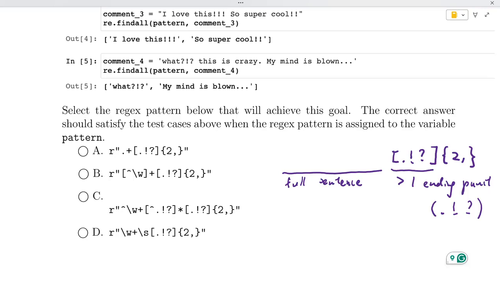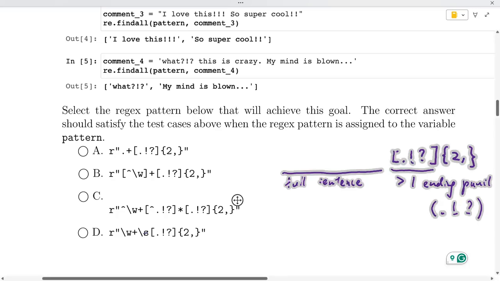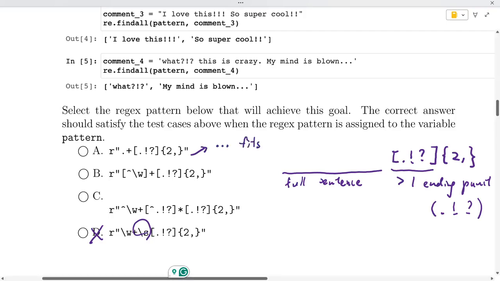Well, let's parse one by one. Let's look at option D first. Option D has a space before punctuation, but this is against the English grammar, so this is not going to work. Option A, on the other hand, well, this period here means any character, but when the period is used inside the character class, it's just used as a period itself. Same for question mark. So actually, if you do something like dot, dot, dot, it also fits pattern A, and that's obviously not what we're looking for because dot, dot, dot is not a sentence. Okay, so this is false.